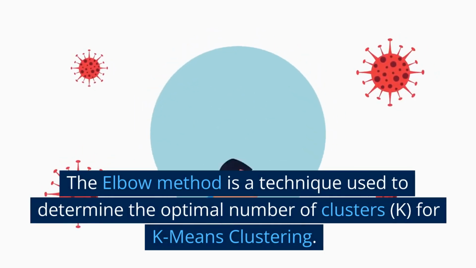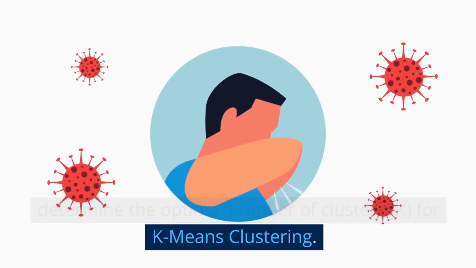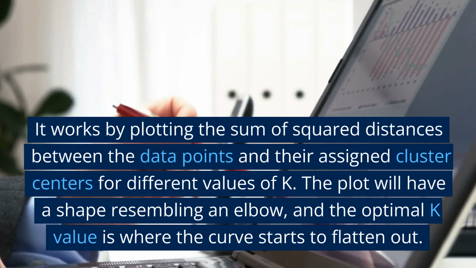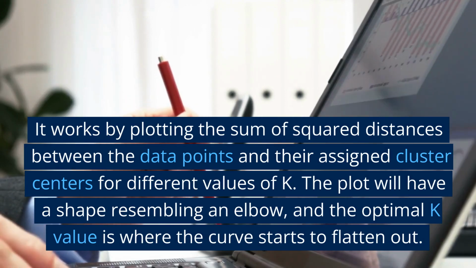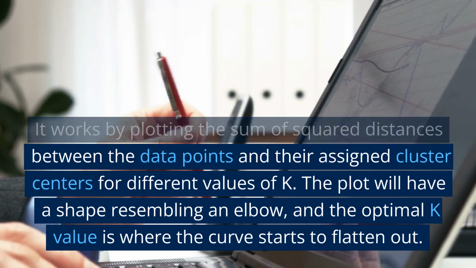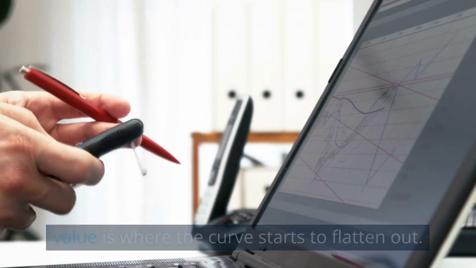The elbow method is a technique used to determine the optimal number of clusters, K, for K-means clustering. It works by plotting the sum of squared distances between the data points and their assigned cluster centers for different values of K. The plot will have a shape resembling an elbow, and the optimal K value is where the curve starts to flatten out.